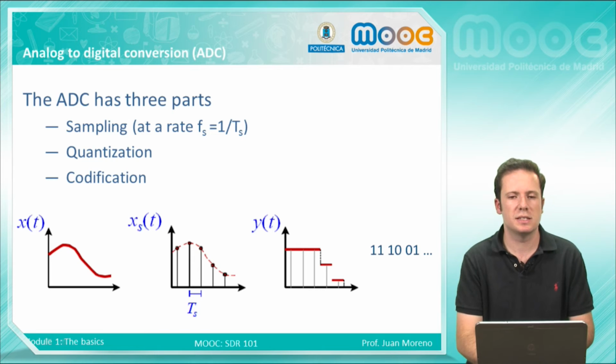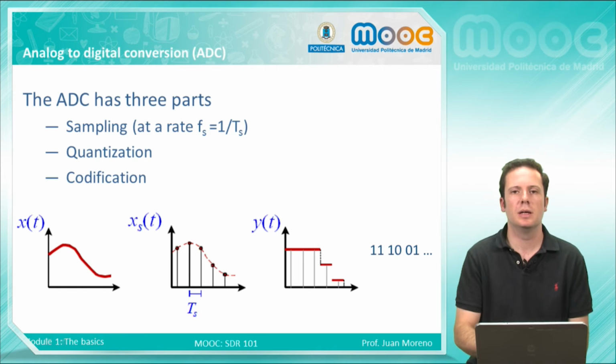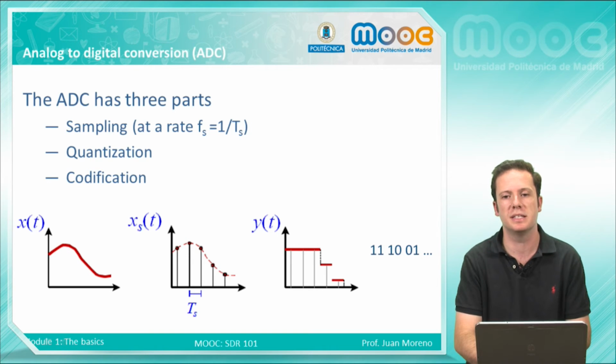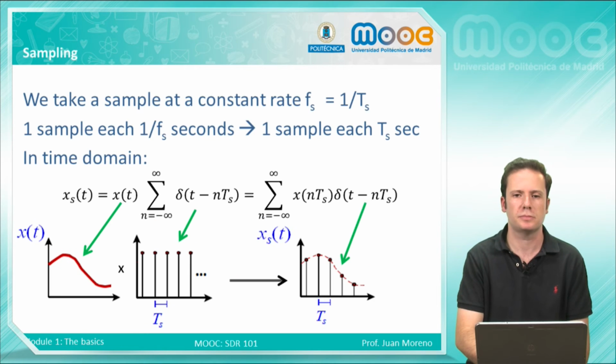When we have this function sampled, you will want to quantize it. What does it mean? Reducing the infinite possible values of this signal to a finite set of values. And then you will assign a number to each of these possible values, and this number will be formed by ones and zeros. Let's look into it in more detail.